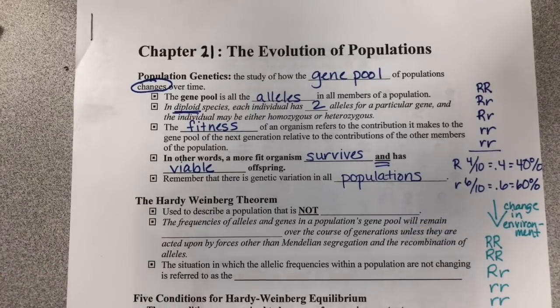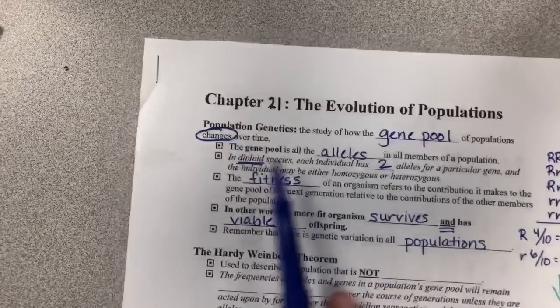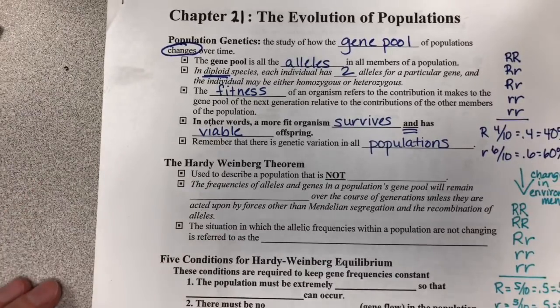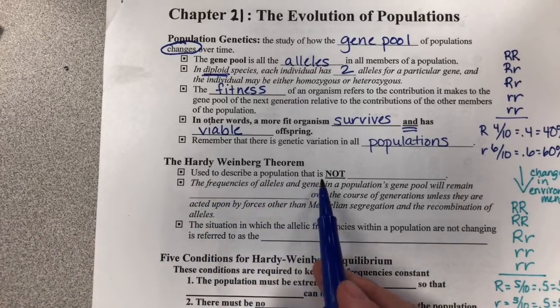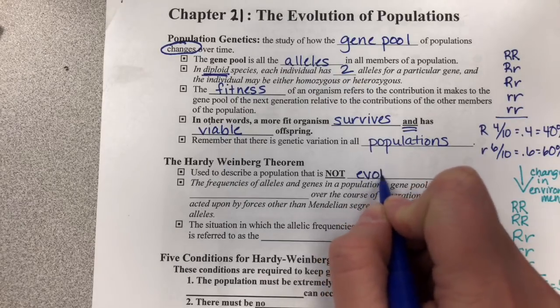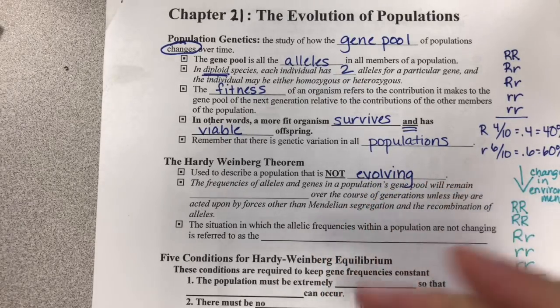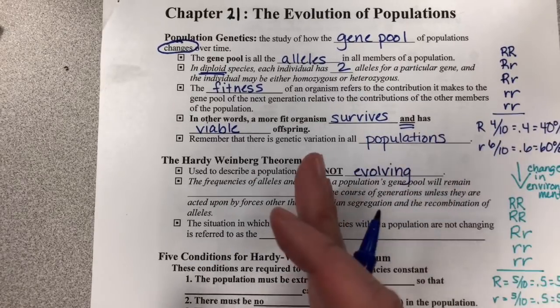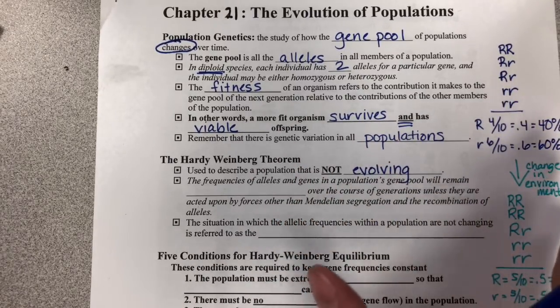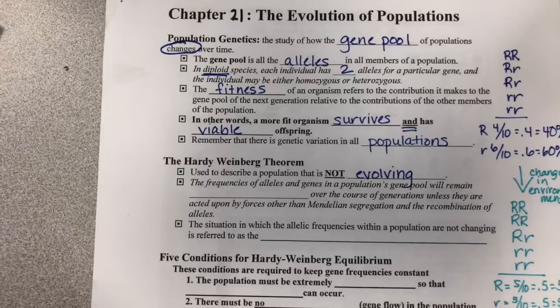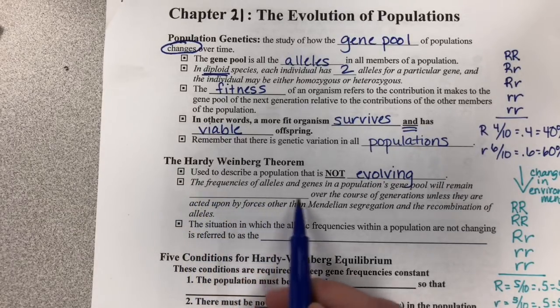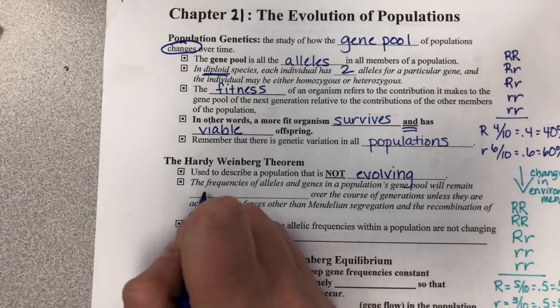All right, so how we study the change in the gene pool of populations over time is through something called the Hardy-Weinberg theorem. This is probably new to you, and it has some math to it. The Hardy-Weinberg theorem is used to describe a population that is not evolving. In science, when you study something, you usually have a control group to compare it to. So to study a population evolving, we want to compare it to what's true about a population that isn't evolving. The frequencies of alleles and genes in a population's gene pool remain constant.